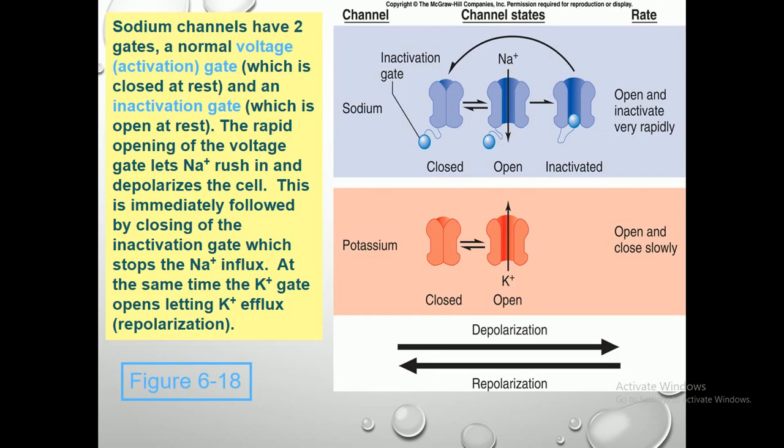Okay, now let's see here. In this case, look here, these are sodium channels which are open, and here this channel is closed, which causes inactivation. It is called open and inactivate very rapidly. Now let's see here, this is the potassium channel which is open here, and this channel is closed, and it can open and close slowly. So how do repolarization and depolarization occur? This is the phenomenon you can see here.